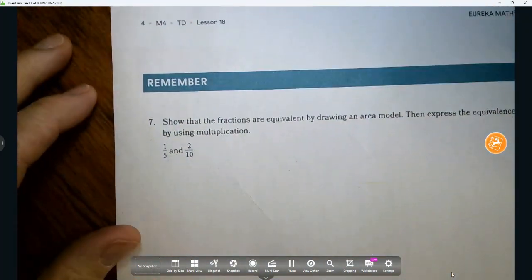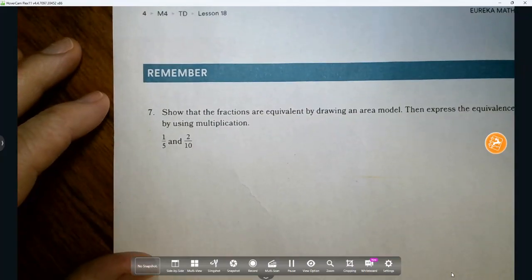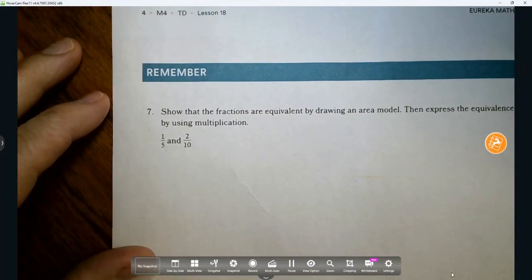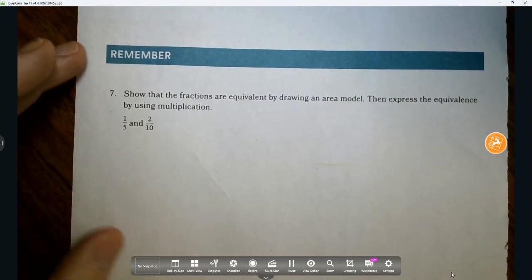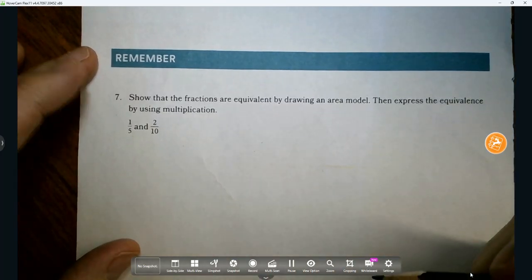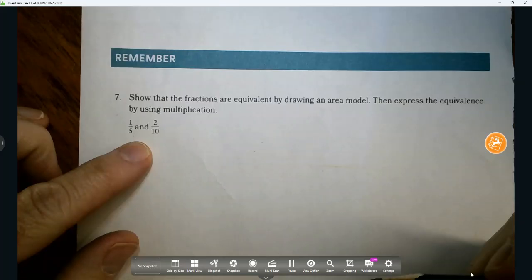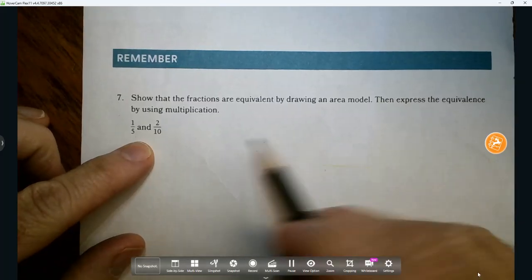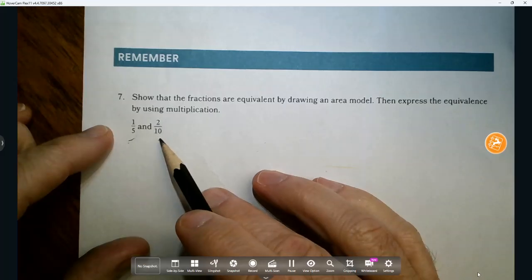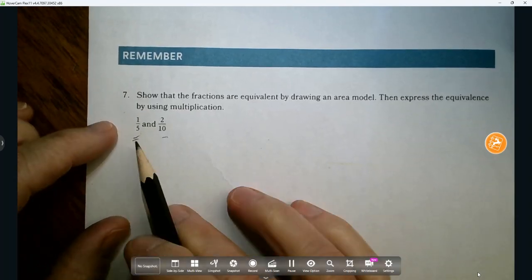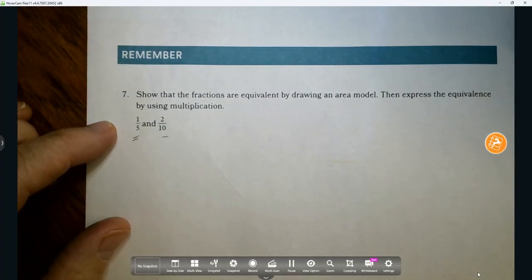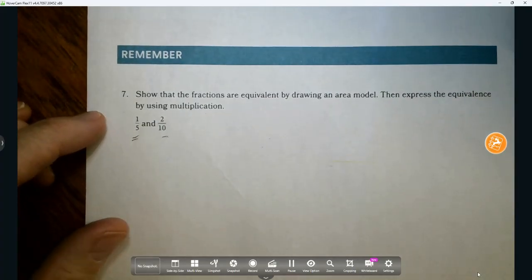Impress your teacher. On the back, show that fractions are equivalent by drawing an area model, then express the equivalence by using multiplication. So they want you to draw the shape. You can draw a circle or a rectangle. Then they want you to show how you get a common denominator to prove that these are the same. We've worked on this before. So how do we make both these numbers the same on the bottom? Show the multiplication for that, and you should get it correct.